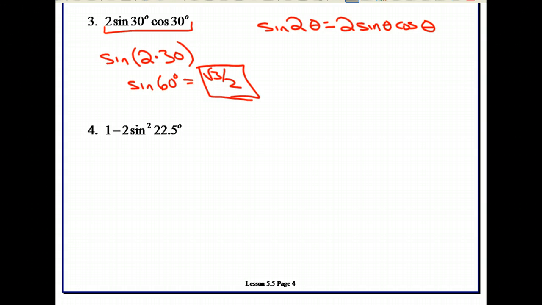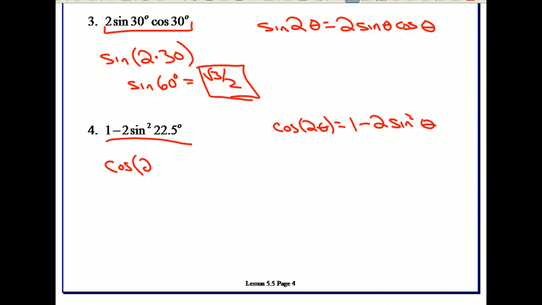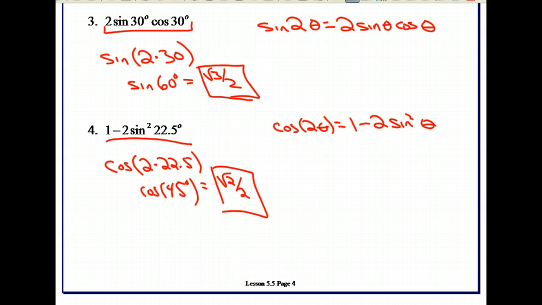Next one. 1 minus 2 sine squared. Look back at your identities. Oops, it is not a sine identity. Sorry about that. Cosine of 2 theta is 1 minus 2 sine squared of theta. And again, these identities will be given to you. You just have to know how to use them. That looks like the right side. Sub in the left side. It's the cosine of 2 theta. 2 times 22.5, do the math on that. That's 45 degrees. Cosine of 45 degrees is the square root of 2 all over 2. Not bad problems at all.